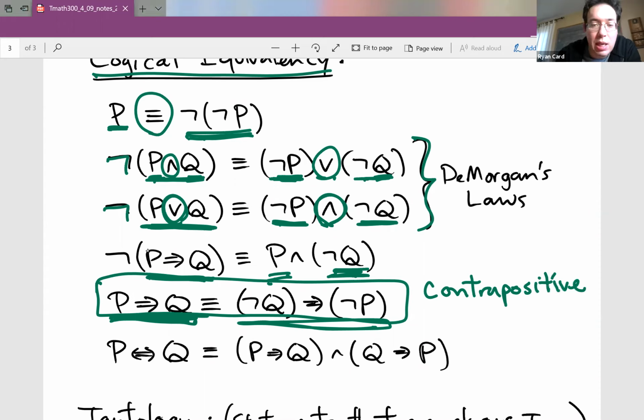So sometimes if you have an implication, it might be easier to prove the contrapositive statement instead. So you change what the problem looks like, and maybe it's a little bit easier to write the proof in that case.